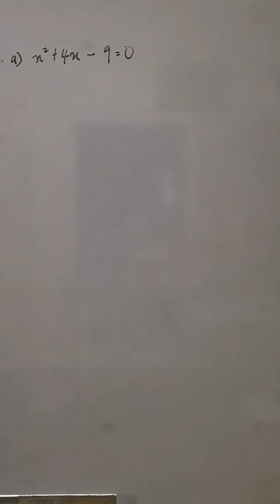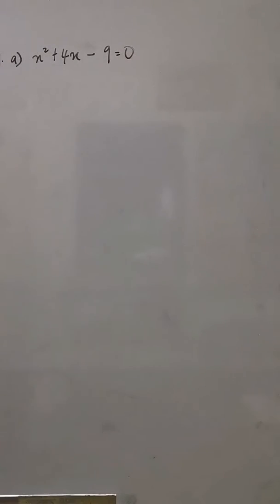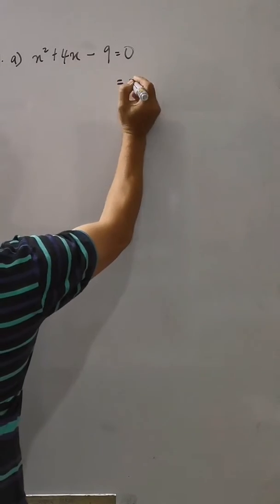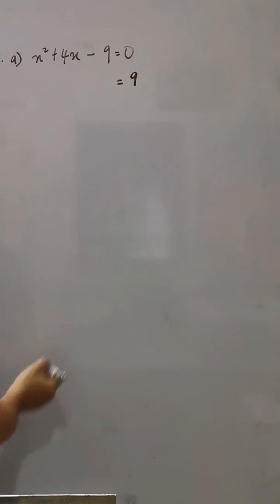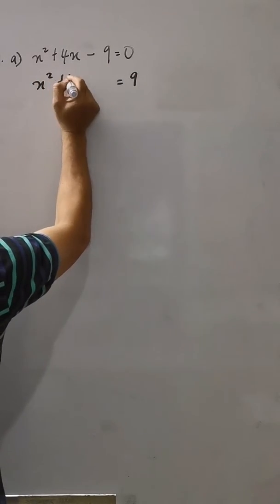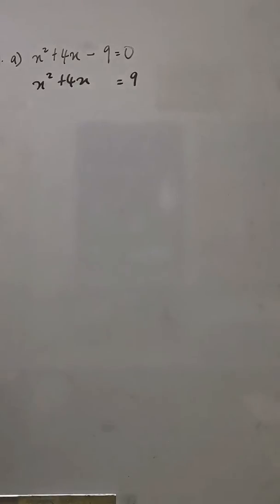Okay, today we want to solve a quadratic equation using completing the square. First thing, if you know that the value of a is positive 1, it is ready to be completed. That is, you have to first move the value of c to the other side. So x squared plus 4x. That is the first step.